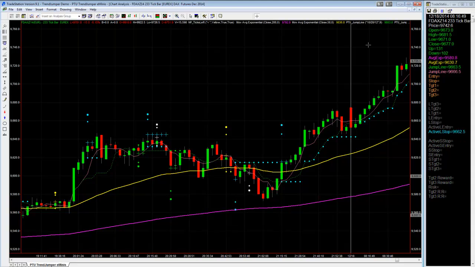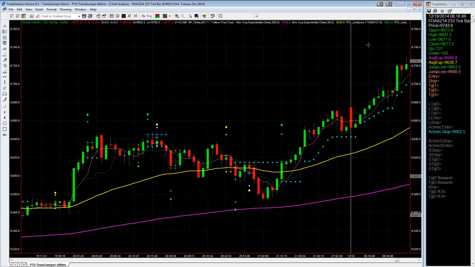Now, the way this works, we use a 233 tick chart. We're using the standard Trend Jumper approach, and I've also included the Trend Jumper Reversal Trader as an additional setup. And I found that it really enhances the strategy. It was working great without it, and with it, it even works better.